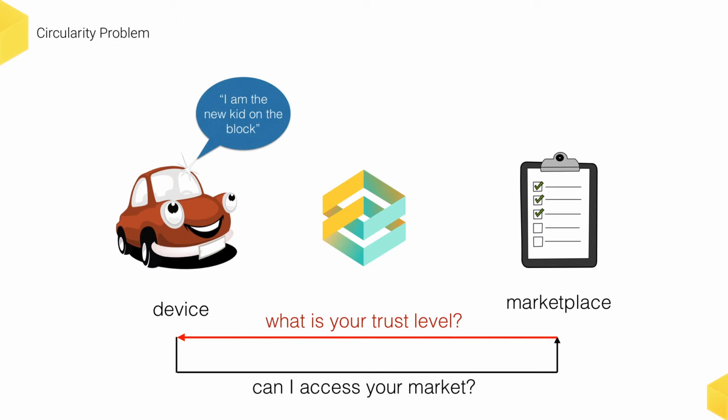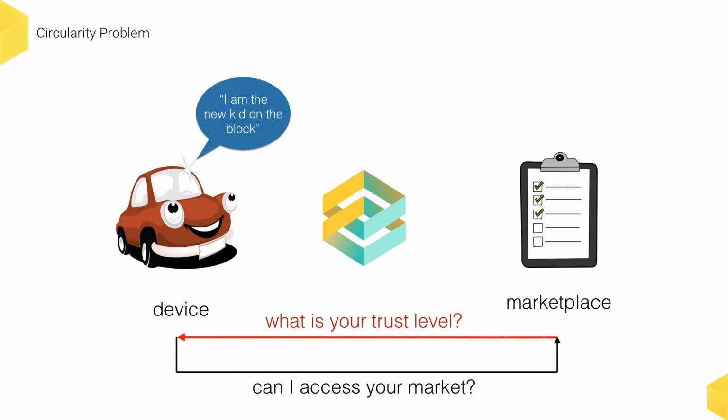So there is that circularity problem: there's a new car, I don't know anything about this car. It's like the new kid on the block. So how can I trust this car? How can I make sure that this car produces good data?